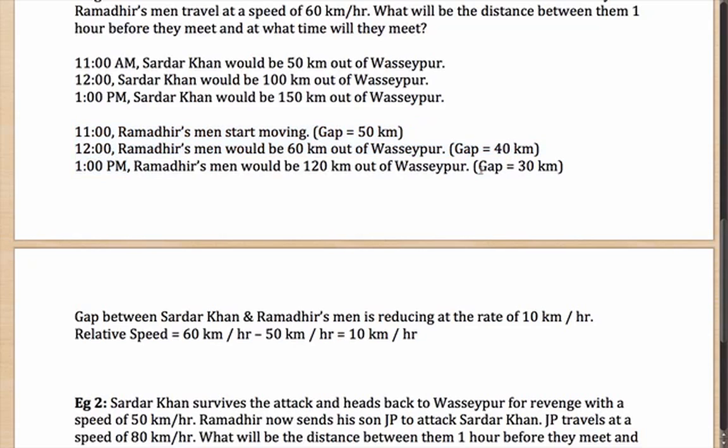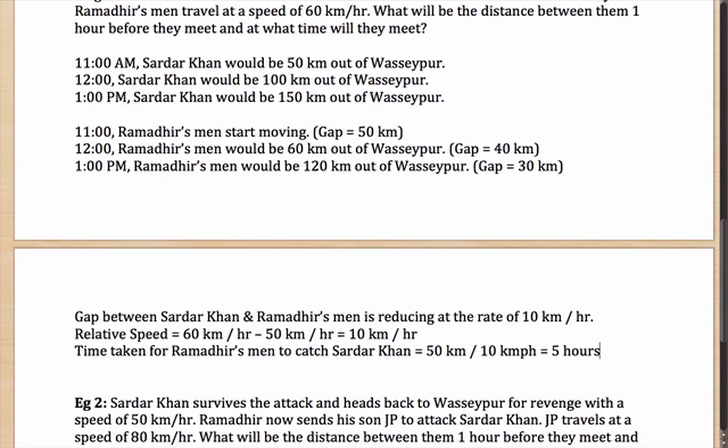And when the gap would have become 0 kilometers, that would have been your answer. Now, you know that the relative speed is 10 kilometers per hour. You can easily find out the time taken for Ramadhir's men to catch Sardar Khan. What was the gap between them initially? That was 50 kilometers. That gap is being covered at the rate of 10 kilometers per hour. So it will take them 5 hours to catch Sardar Khan.